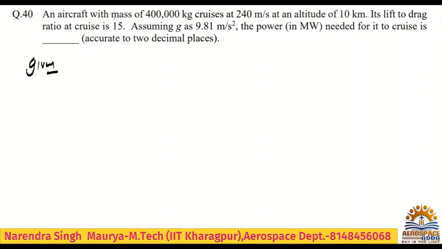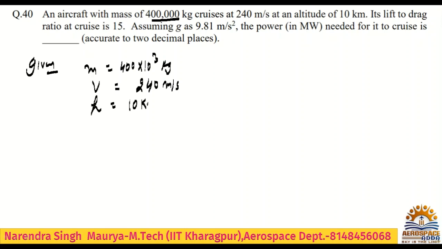Check there. The aircraft mass is given. How much is it? Mass is equal to 400,000, or 400 into 10 to the power 3 kg. Right. It cruises at 240 meter per second. That velocity is given. At an altitude of h, which is given, 10 kilometer.